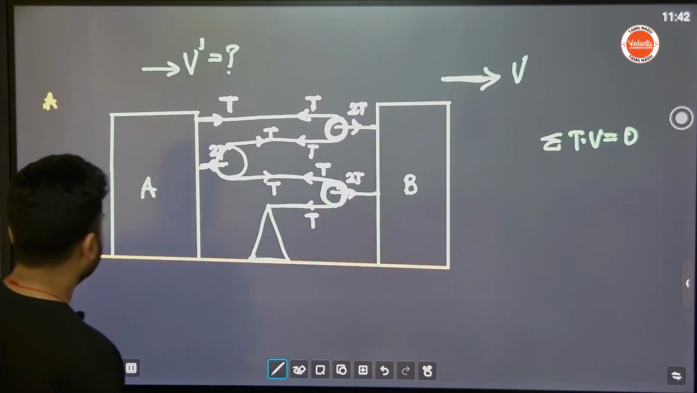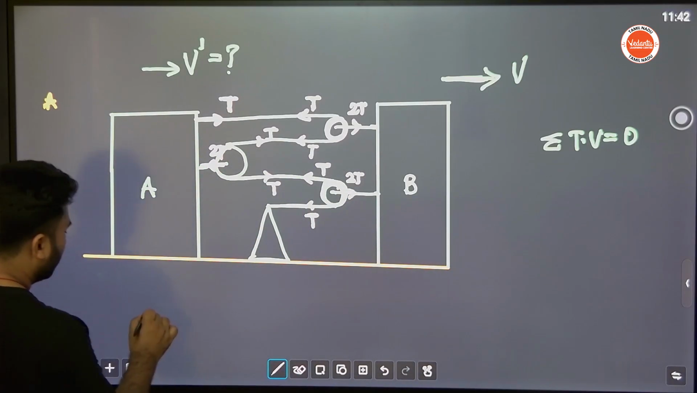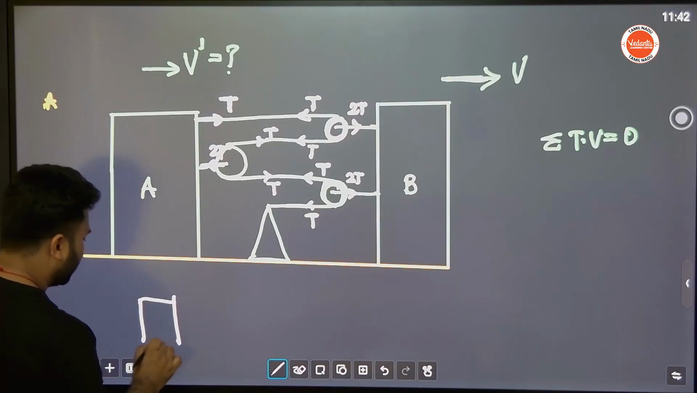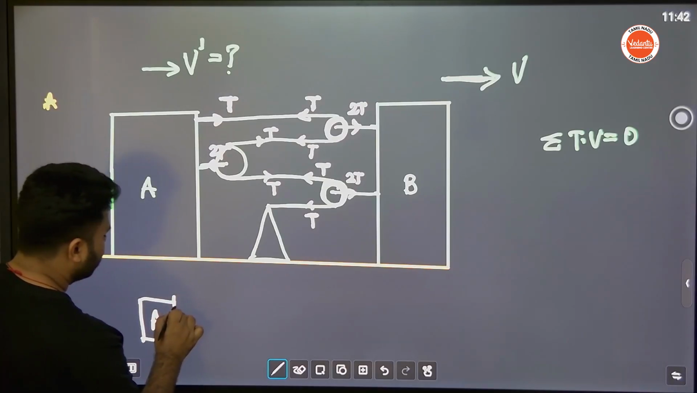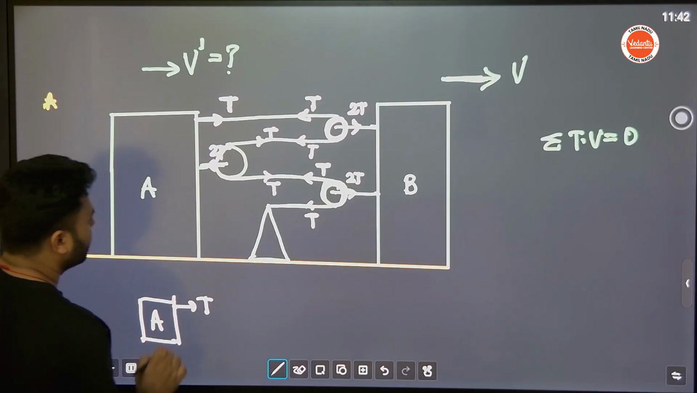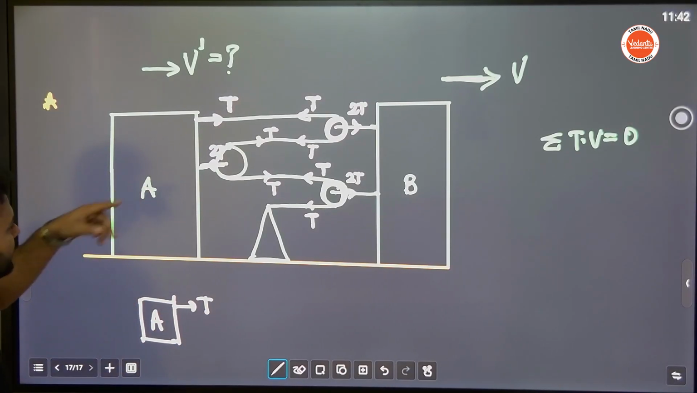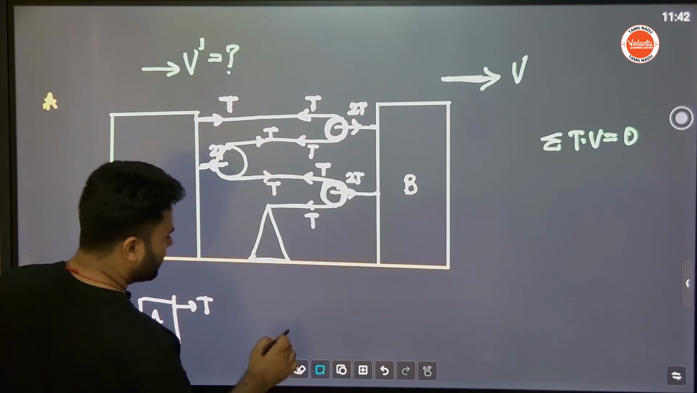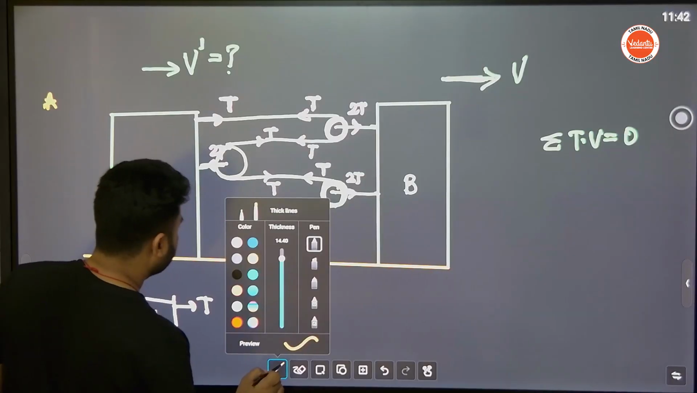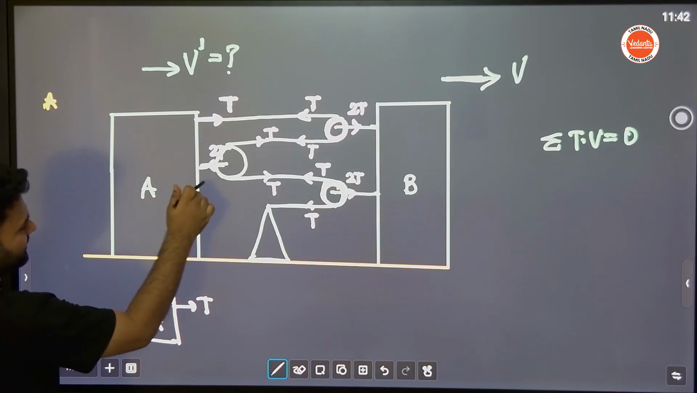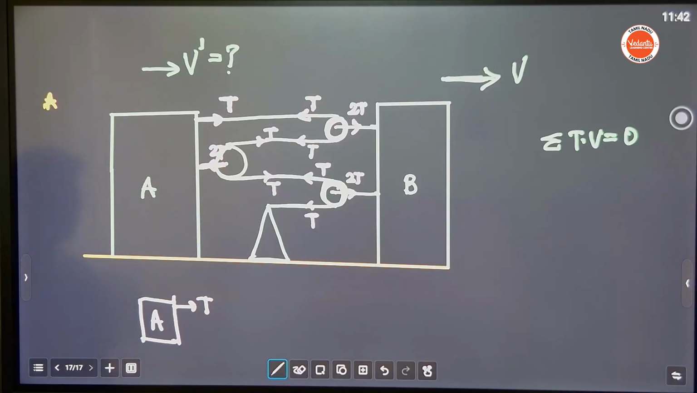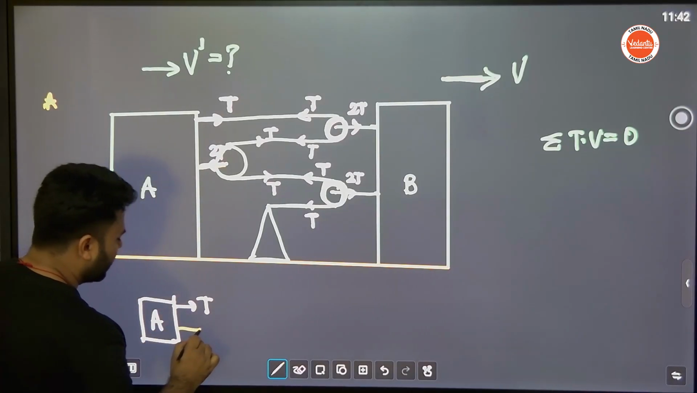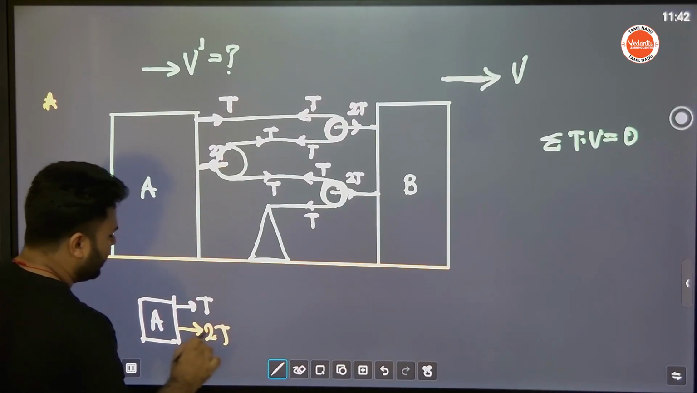Correct. Now you check. For these two blocks, you have to write this equation, summation of T dot V equals to 0. You focus on block A. See, I am drawing for block A. This is block A. One tension is here. Tension acts away, so you will write T. Focus here, in this string, tension is 2T. So here you will write tension 2T and tension acts away.